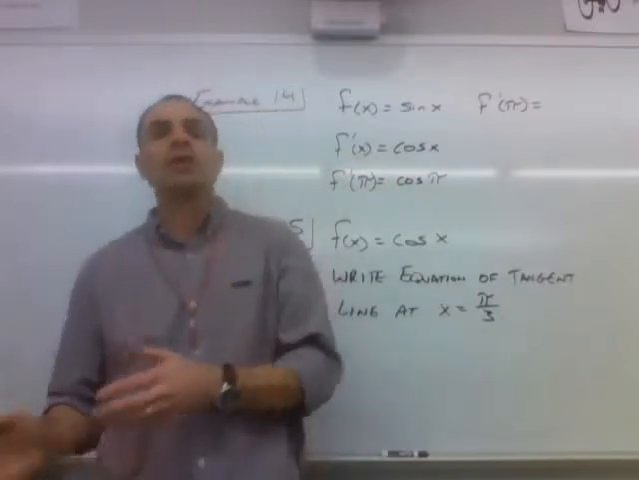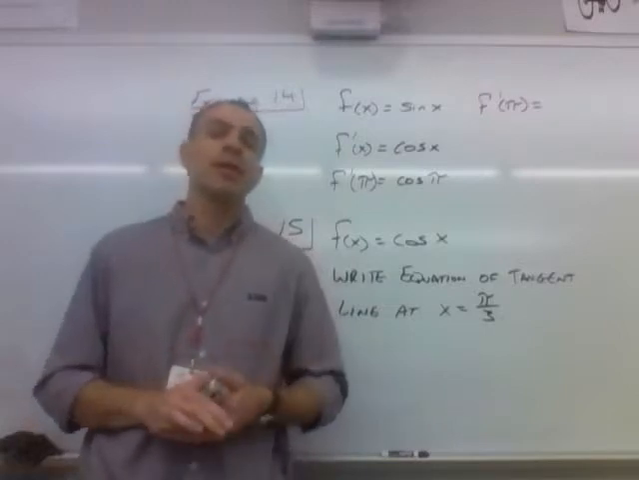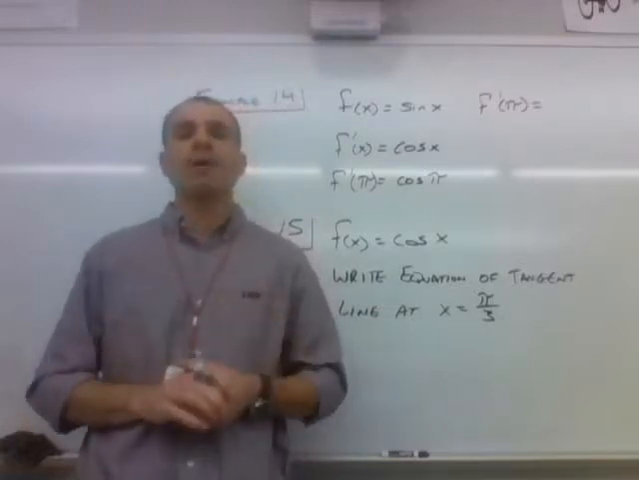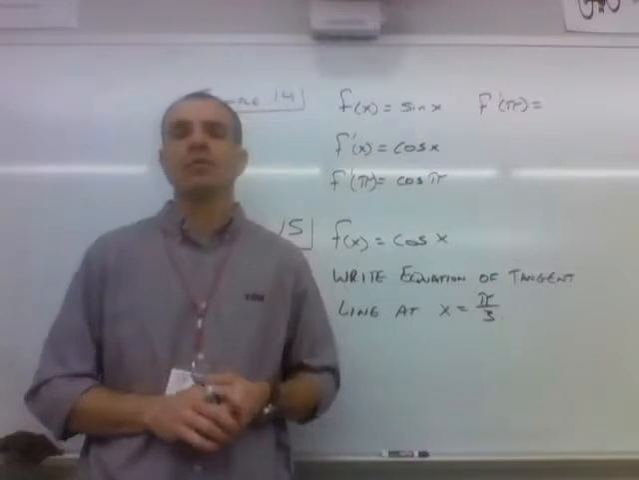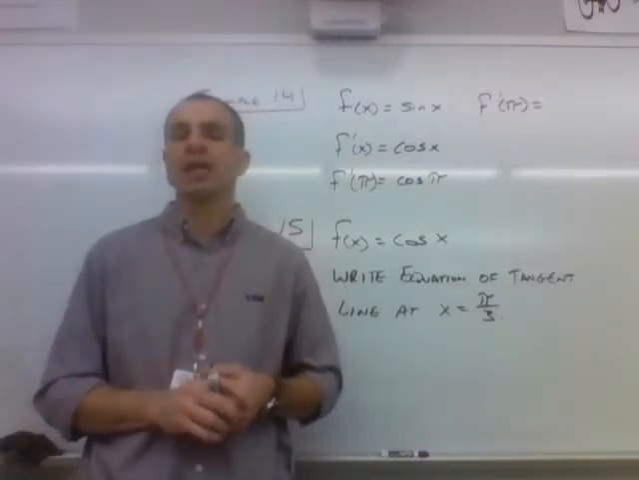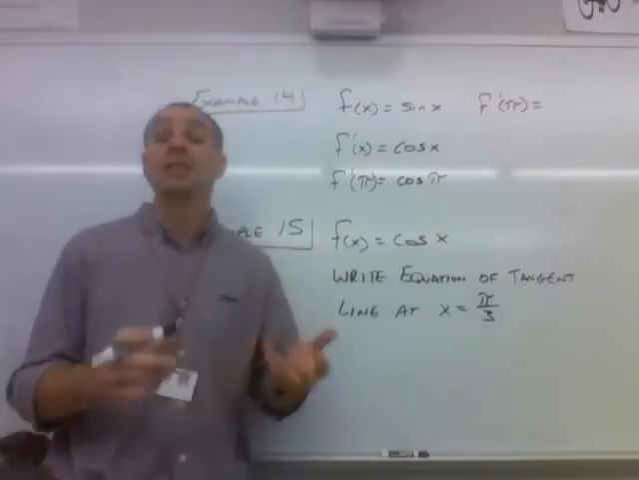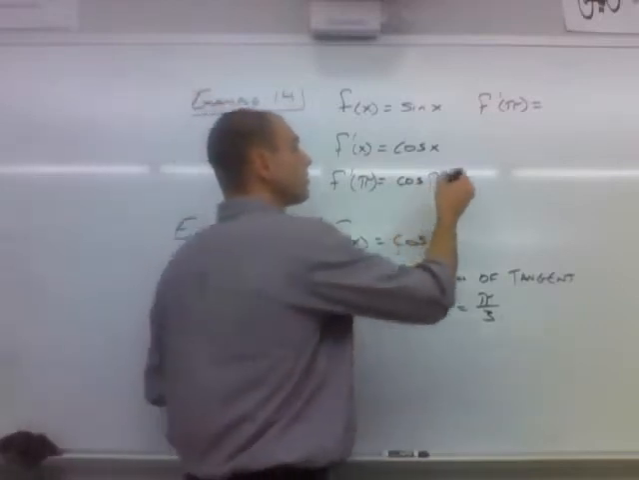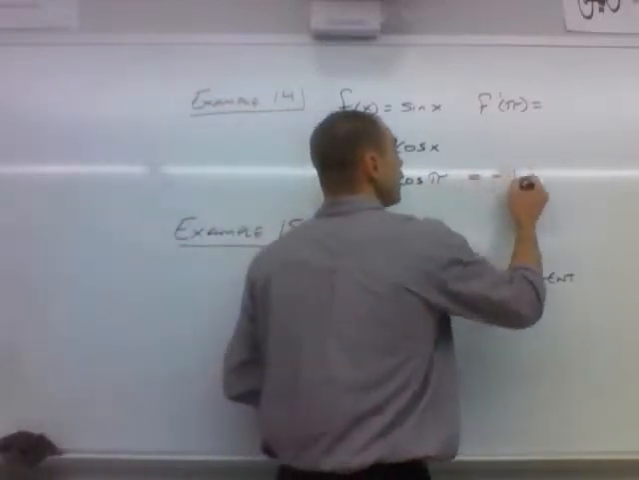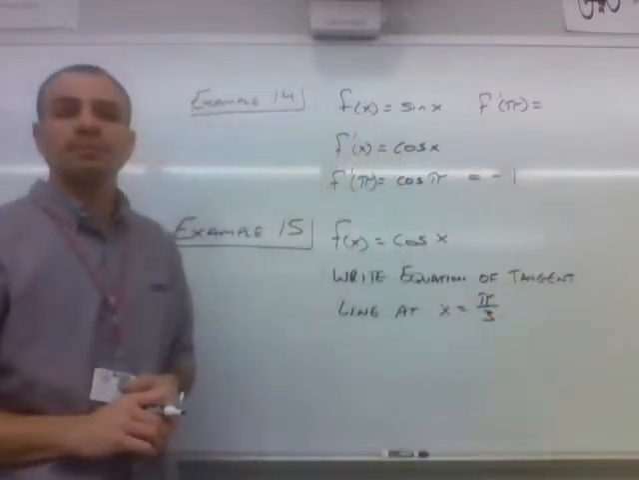So you refer to your common value chart from last year. I'll have one up on the website for you to print out if you'd like to have it handy. But you do want to know these values. The cosine of pi is -1. So our final answer is that f prime of pi is equal to -1.